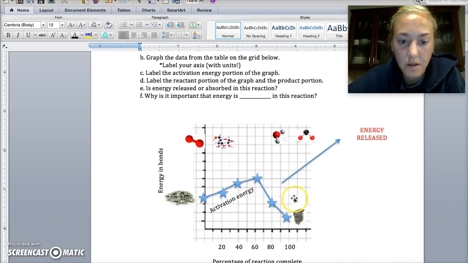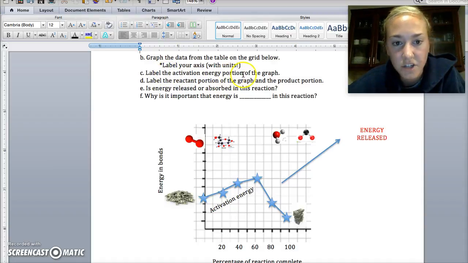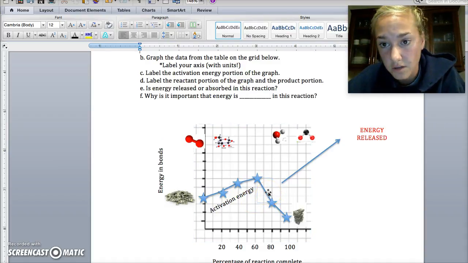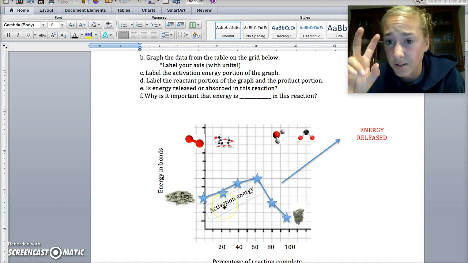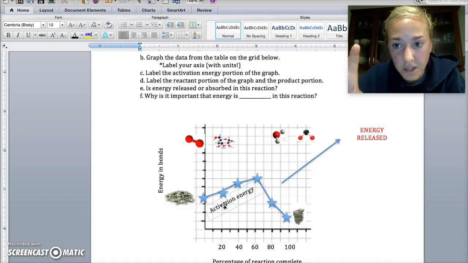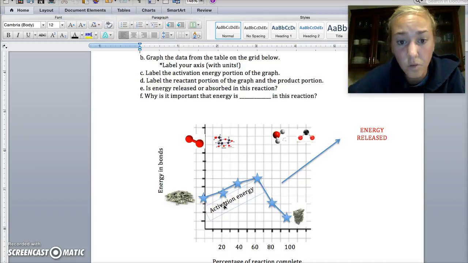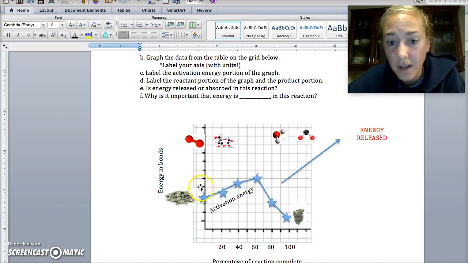Okay, we also got this activation energy thing here. So it says label the activation energy portion of the graph. Okay, so activation energy, we said in class on Tuesday, is the energy you need to get the reaction started. Okay, we said that. So why do we need that? Well, we have to break up these molecules because a chemical reaction is when the molecules break up and then form new ones. So to break these guys up, we have to add some energy. So that's what activation energy is. You're adding energy to activate the reaction or break up the bonds. Okay, you have to do that because you have to break them up before they can form new ones.